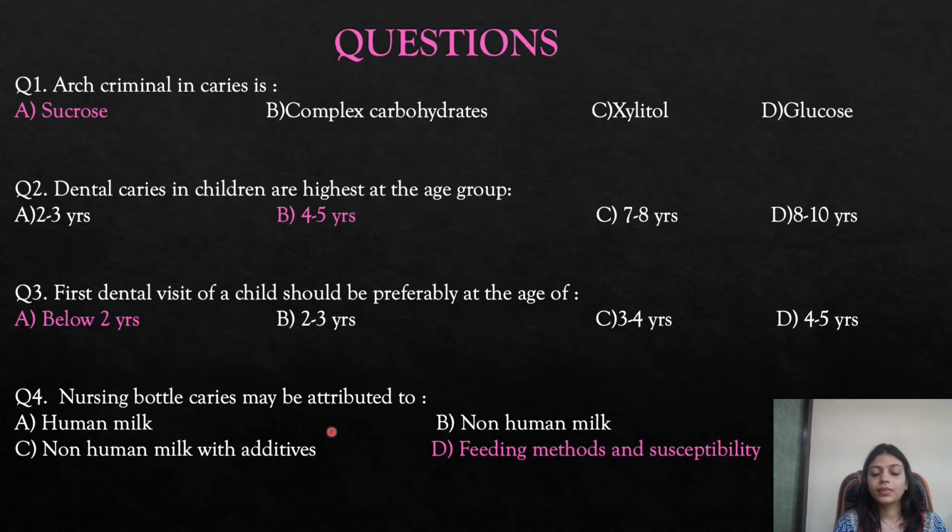Then another question is that nursing bottle caries may be attributed to A, human milk, B, non-human milk, C, non-human milk with additives, or D, feeding methods and susceptibility. Nursing bottle caries is attributed, actually, if the additives are sugars, sweetened milk, then it is definitely attributed to that. But the best possible answer over here is feeding methods and susceptibility, because that is the risk factor. Here what is written is additives, and we don't know what additives they're talking about. So the best possible answer is feeding methods and susceptibility.